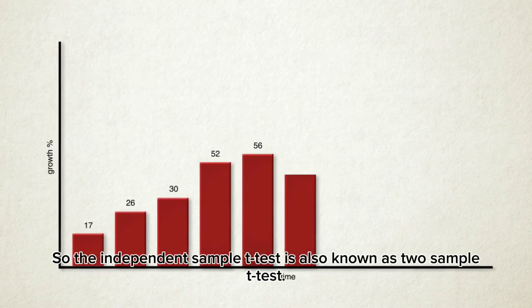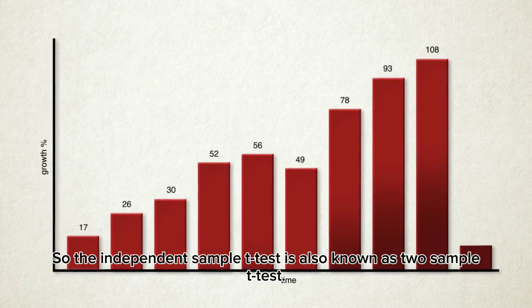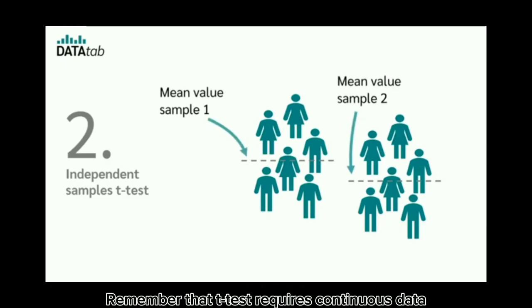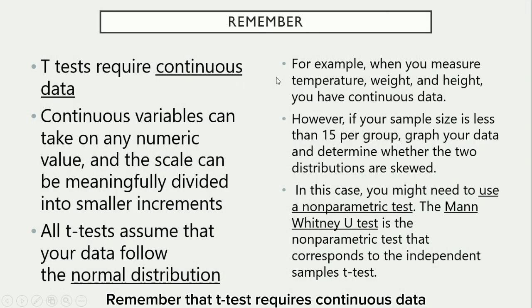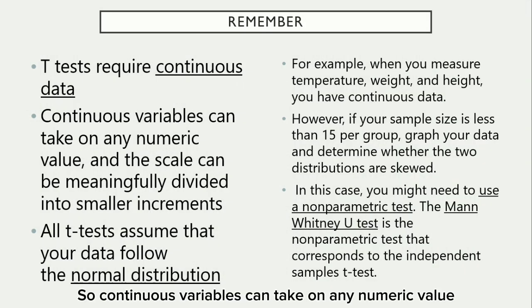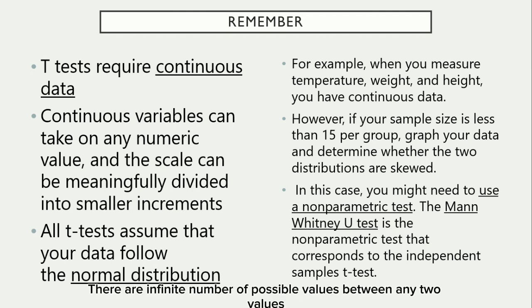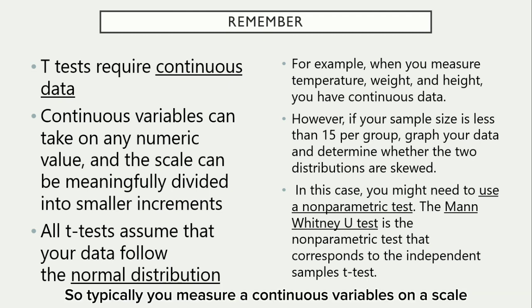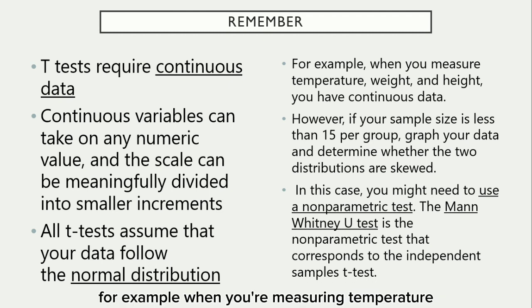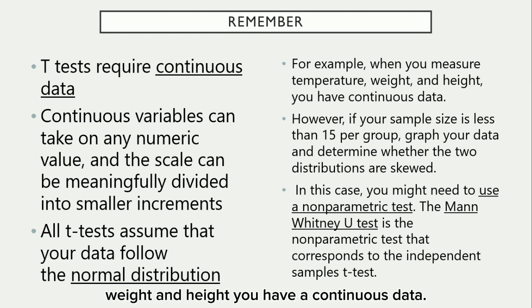The independent sample t-test is also known as the two-sample t-test. Remember that the t-test requires continuous data. Continuous variables can take on any numeric value, and the scale can be meaningfully divided into smaller increments. There are an infinite number of possible values between any two values. Typically, you measure continuous variables on a scale. For example, when you are measuring temperature, weight, and height, you have continuous data.